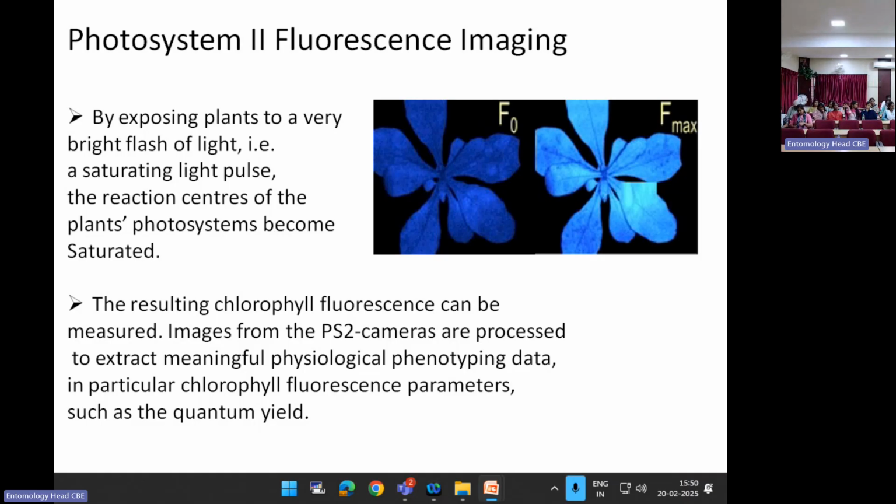That is, actinic light is pulsed on the whole leaf, kept in a dark chamber, and we get the image. This image is the fluorescence image of the leaf. The color is the fluorescence emitting back.